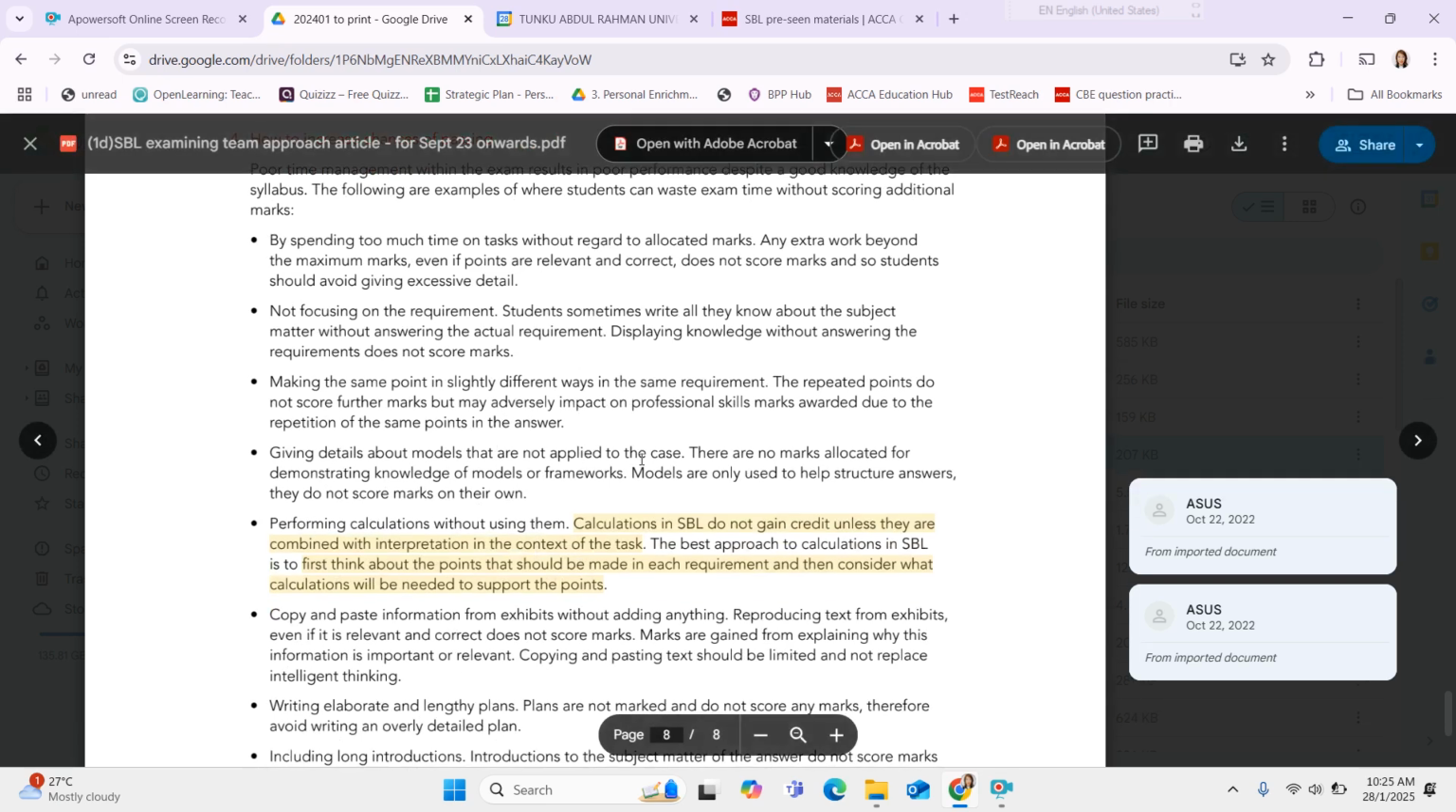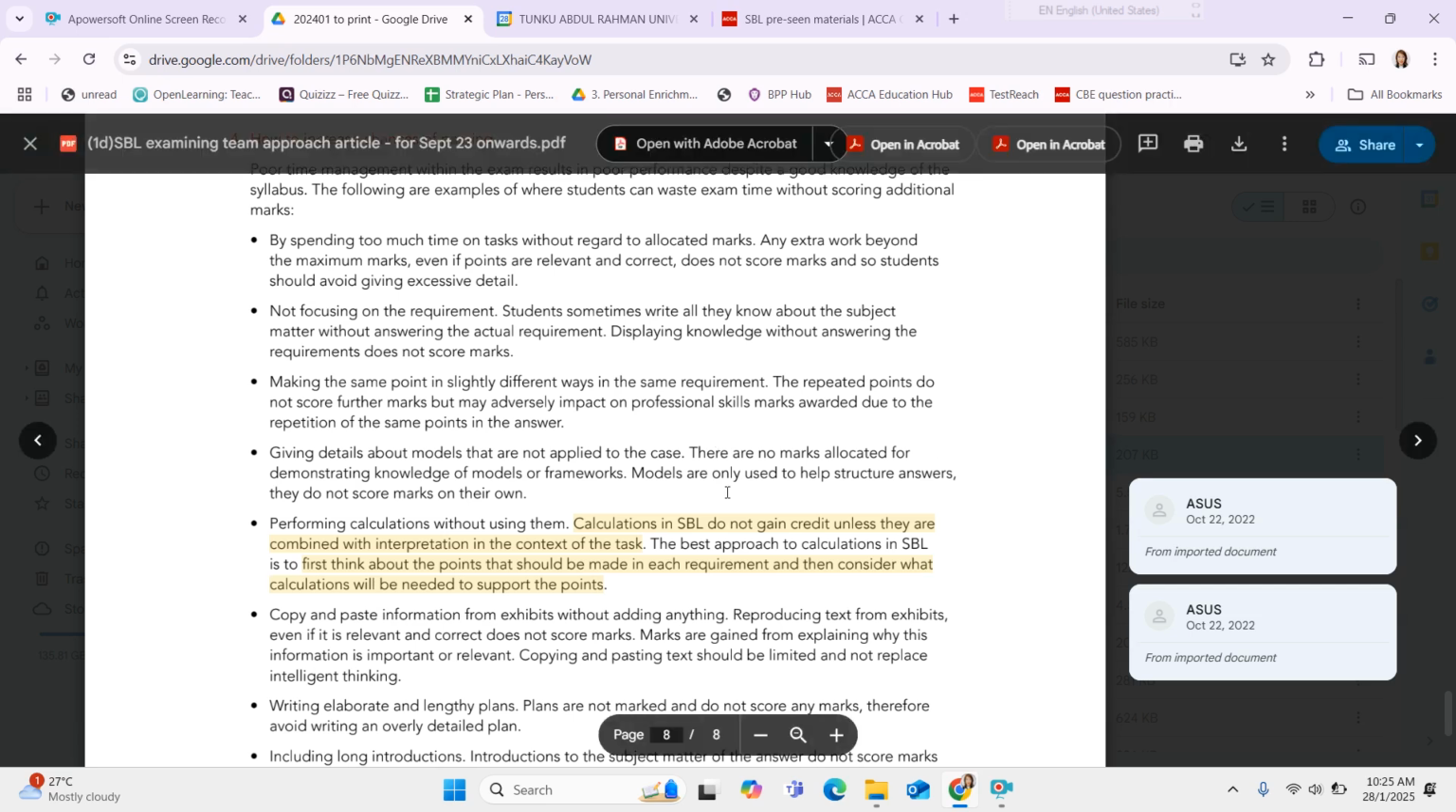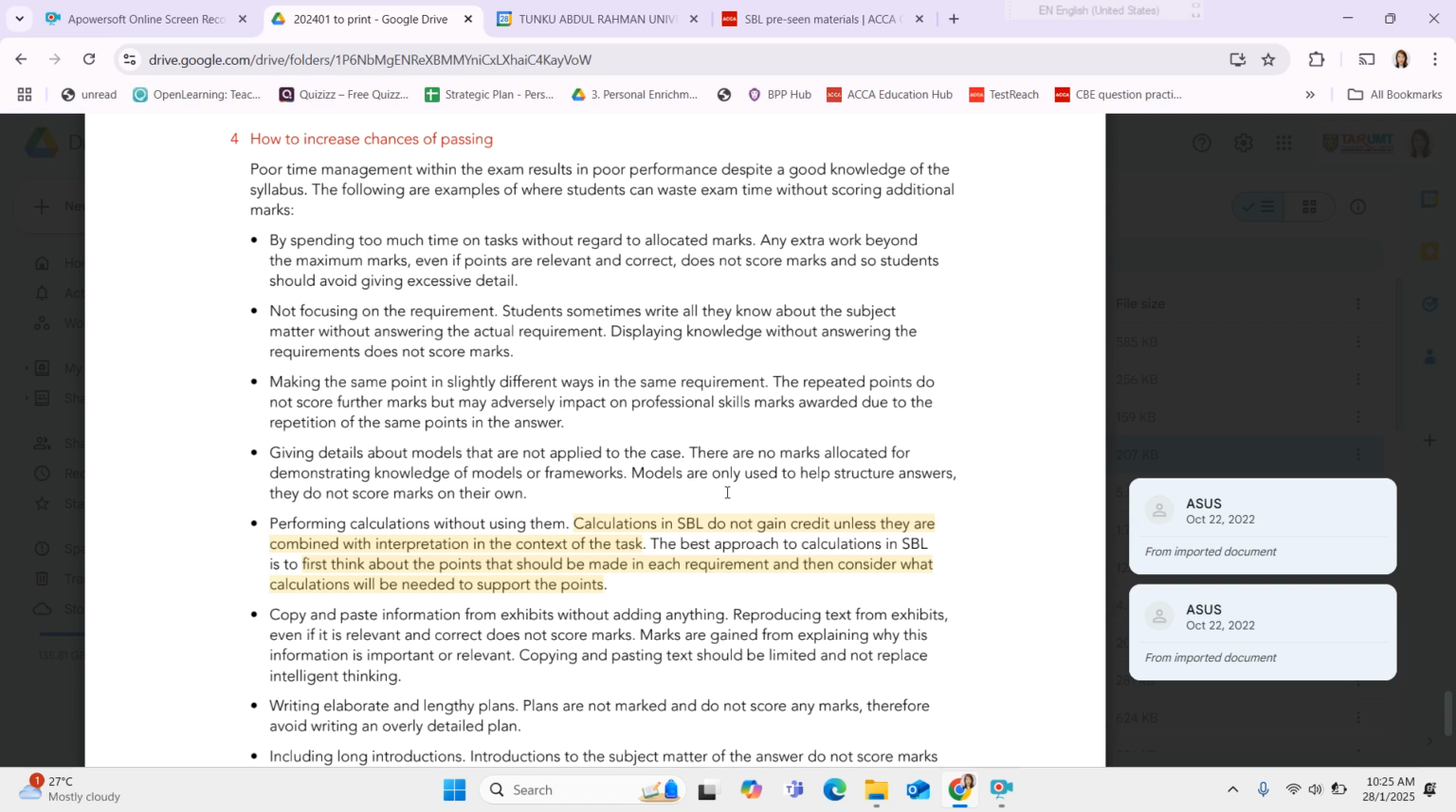Giving details about models that are not applied to the case. Basically, don't explain the models, because the models carry no marks. Your board of directors is not interested in the models, but in how to solve the business problems. So you can apply whatever models you have learned that are relevant to the task requirement, but don't explain the model and don't even need to write what the factors inside the models are, right? You just apply directly and tell the board of directors how to solve the problem.